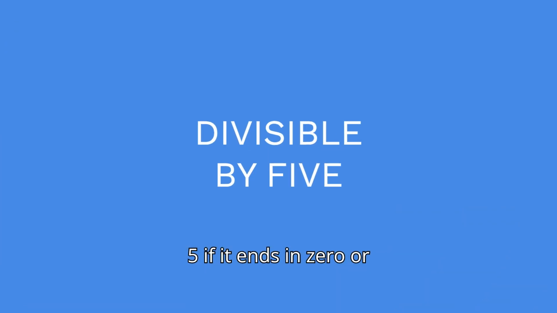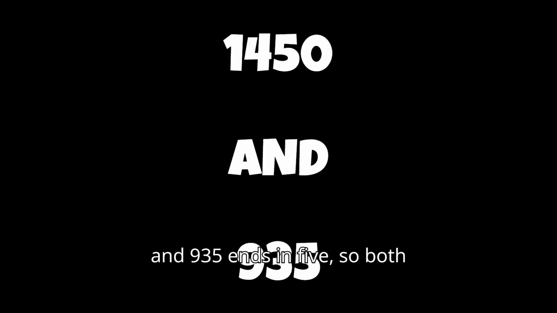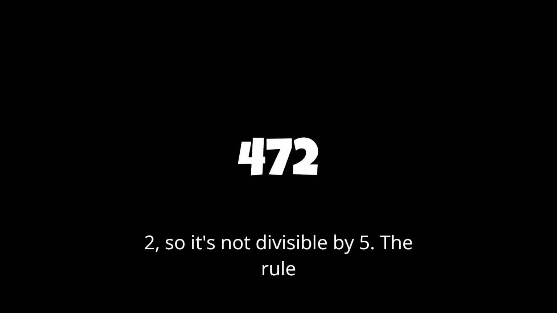A number is divisible by 5 if it ends in 0 or 5. For example, 1,450 ends in 0 and 935 ends in 5, so both are divisible by 5. But 472 ends in 2, so it's not divisible by 5.